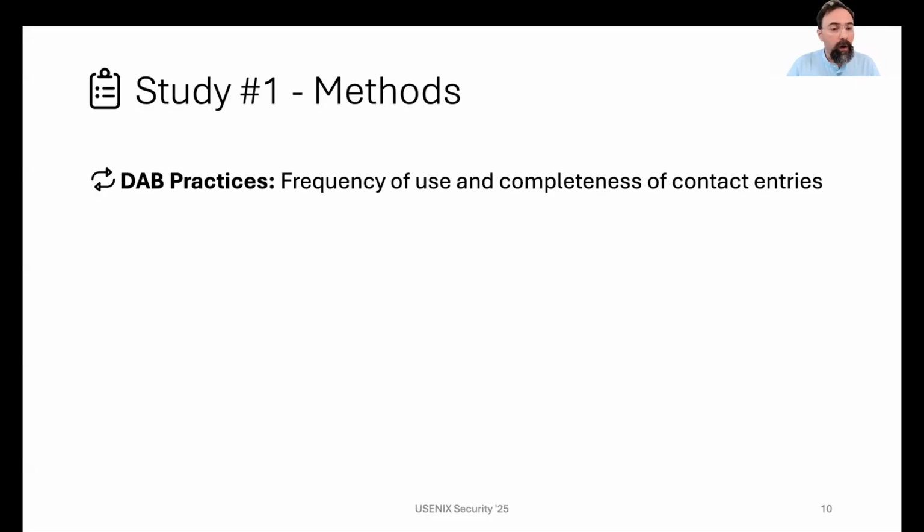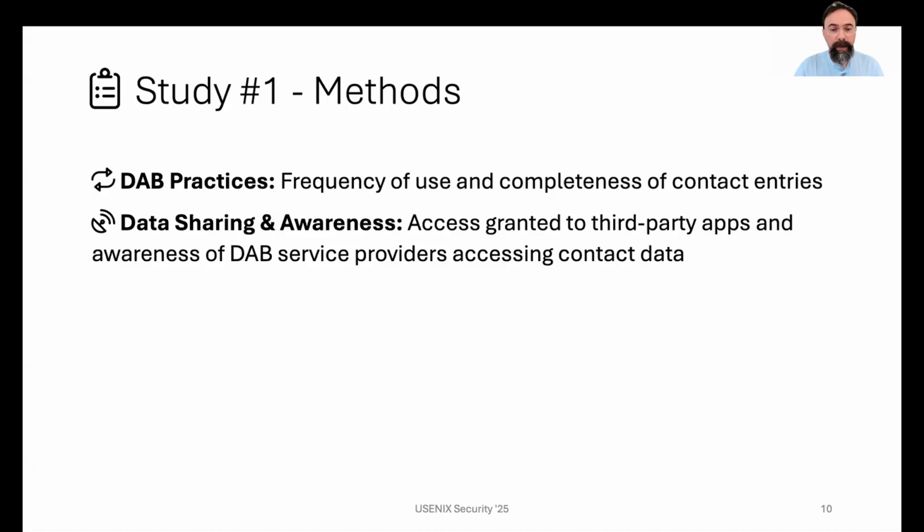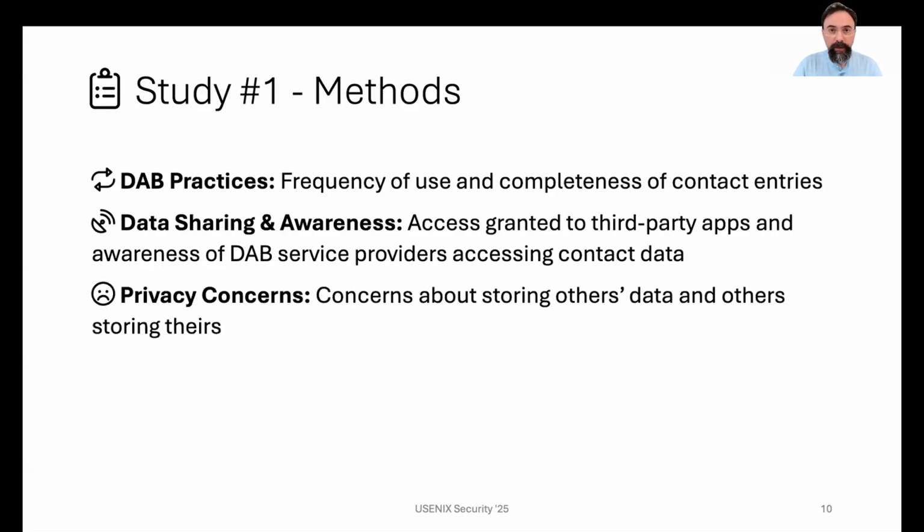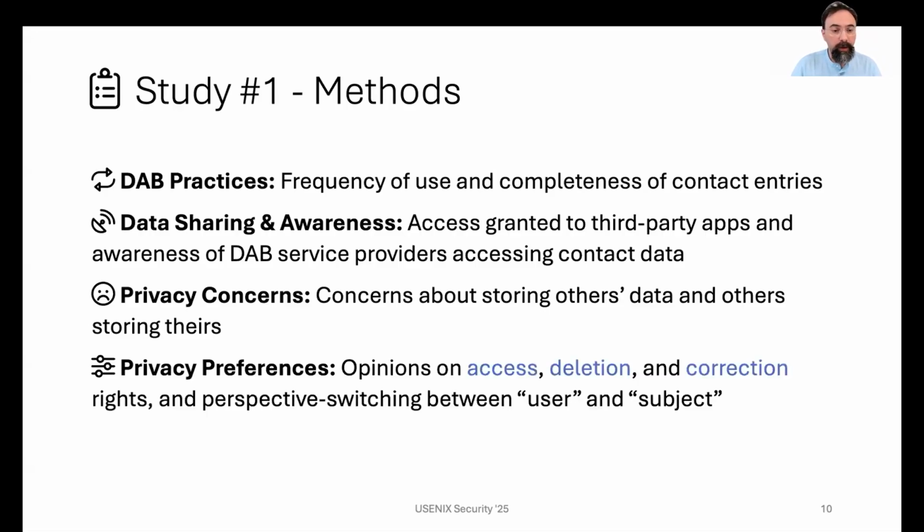The survey covered a wide range of aspects. We asked users about their practices, such as how often they use their DApp and how complete their contact entries are. We then explored whether users grant access to their contact data to third-party apps and how aware they are that DApp service providers might access this data in clear form. Another focus was on their privacy concerns. We asked how worried they are about storing other people's data or having their own data stored by others. We also asked about their privacy preferences. For example, should DApp service providers be required to let people access, delete, or correct their data?